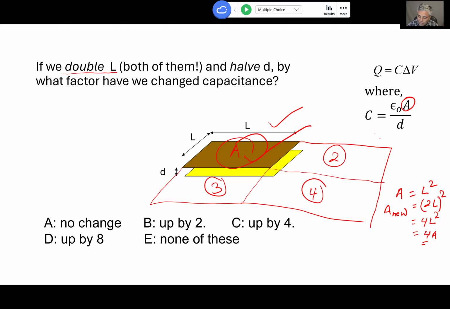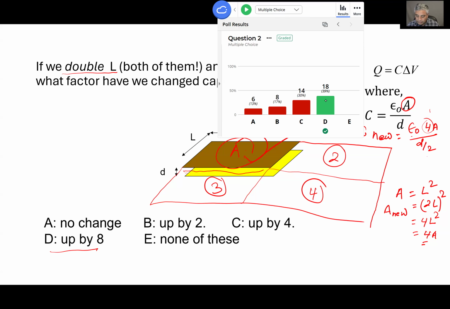So the new capacitance, let's say C new, is going to be what? Epsilon naught is not changing because we're not inserting anything in between. So epsilon naught remains the same, but the area is now 4 times the old area, and the distance is half. So you move the plate closer. The closer the plate, the larger the capacitance. This 2 becomes the denominator of the denominator, so it goes in the numerator and multiplies 4. So yes, it's going to be up by 8. If you forget about D, then that would be up by 4, but we cannot forget about D.